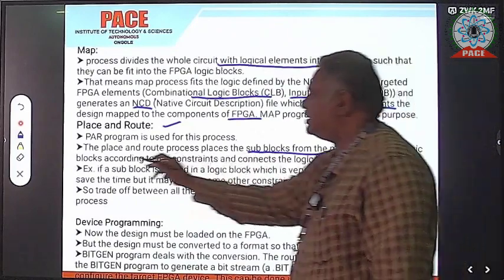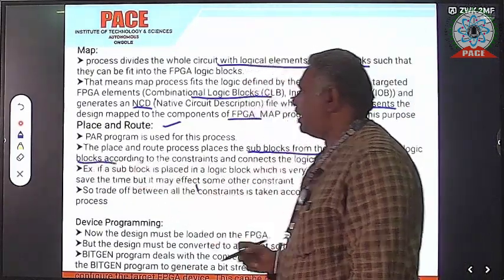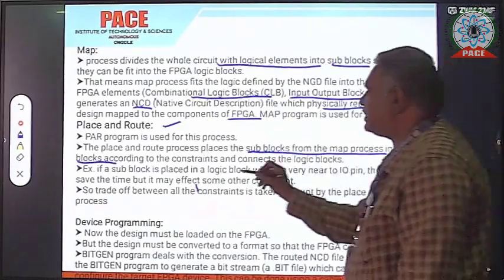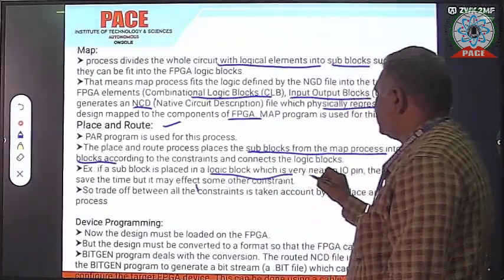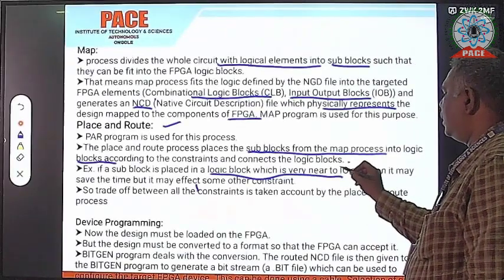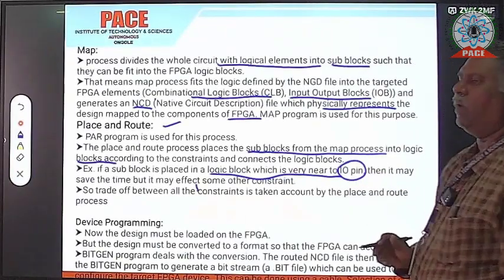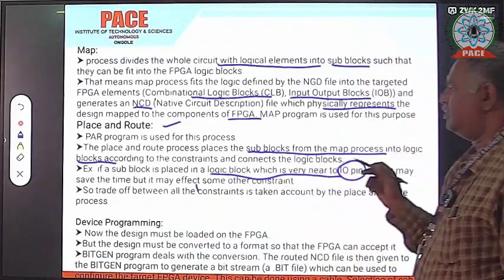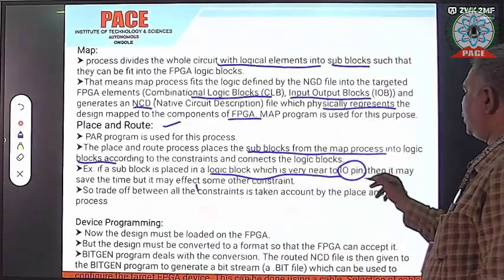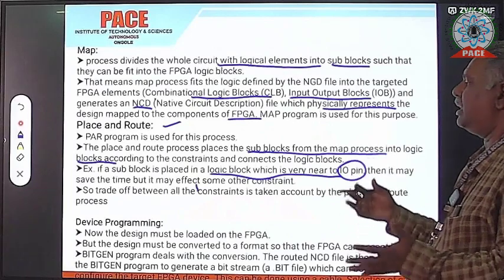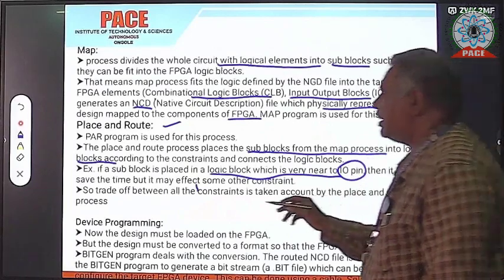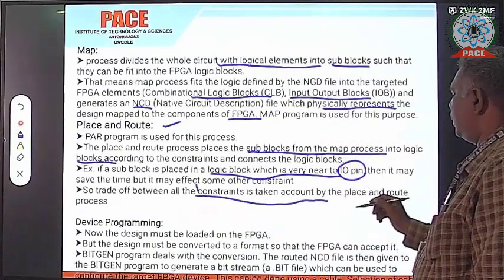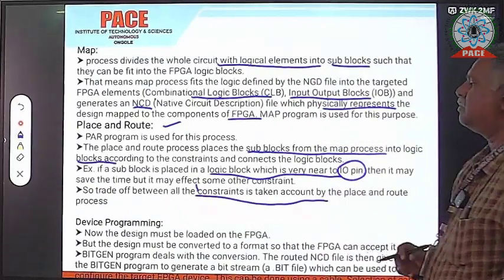So for example, if you take a placed logic block, it is very near to the input and output pin. Whatever is nearer to the input output pin is connected to those inputs and outputs, and the rest of them are connected internally. And between all these constraints, you take into account the place and route process. So these three methods are used in the implementation.